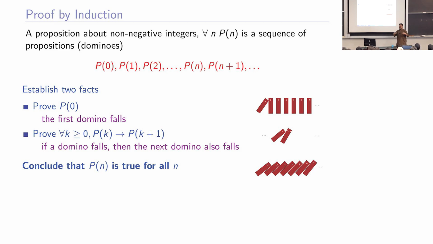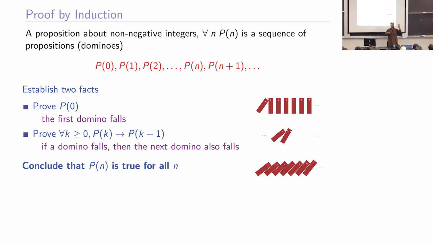Okay, so if I prove to you these two things, I can safely conclude that p of k is true for all k. Just please keep in mind one thing. Does this prove that p of k is true? Does this prove that p of k plus 1 is true? It doesn't.